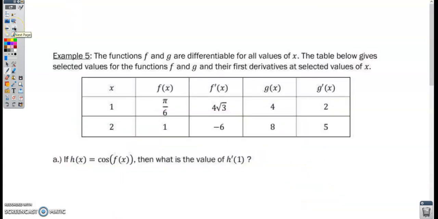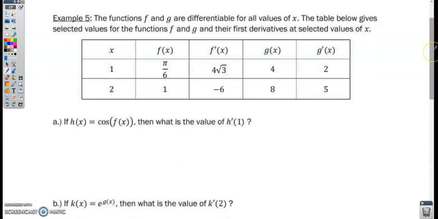Which ties into some more stuff for us. Again, we've got the values of f(x), f'(x), g(x), and g'(x) for some x values. Slightly different setup this time. So let's go ahead and find the value of a couple of derivatives using this.